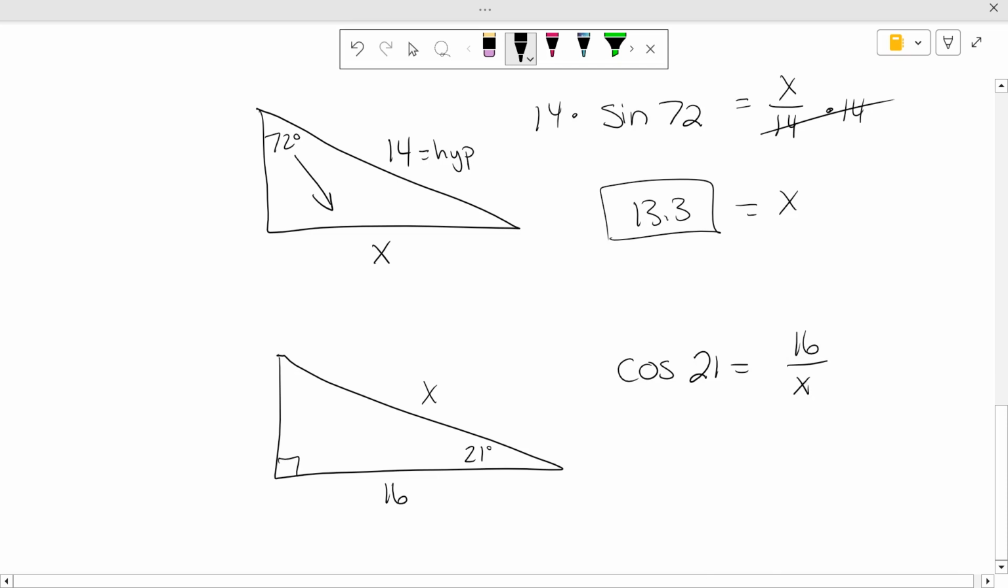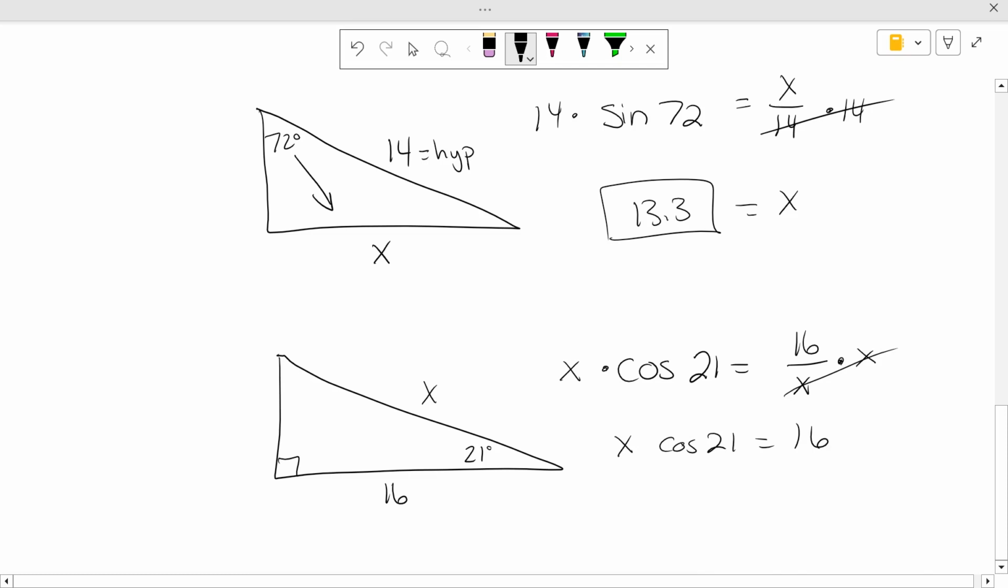How do I get x alone? We got to multiply by x. When x is in the bottom, we can't just divide by 16. We have to multiply by x to get it out of the bottom, because you can't solve for a variable that's in the bottom. They cancel. X cosine of 21 equals 16.